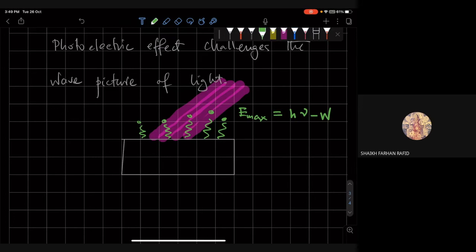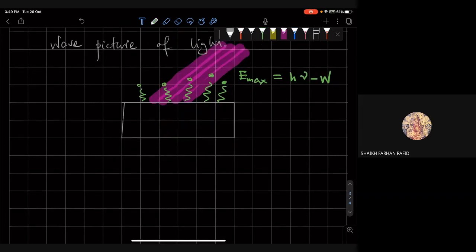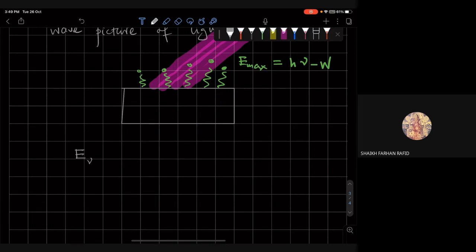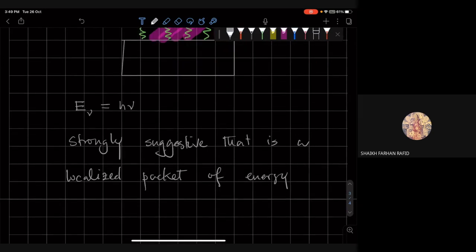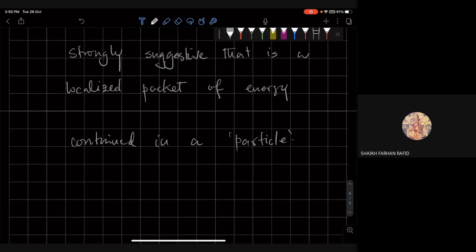So Einstein was able to solve it by proposing that a photon carries a packet of energy of h nu. Okay, so this is very strongly suggestive that light is a localized packet of energy contained in some sort of particle. Okay. So this is basically the motivation for what's going to come next. Okay. Any questions?